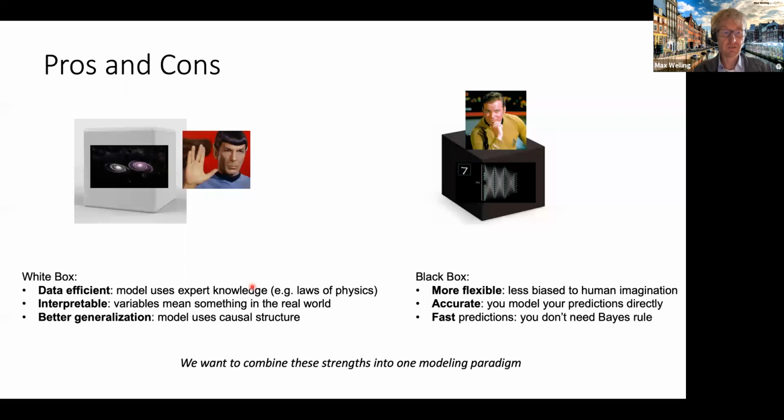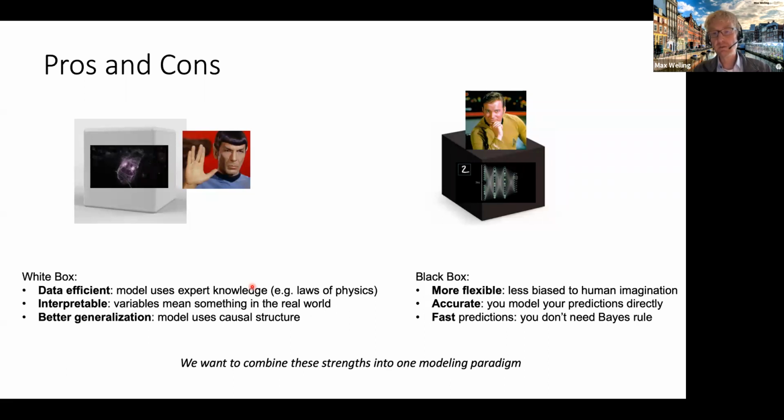Now, some pros and cons. The white box approach, the generative approach, is very data efficient because you incorporate expert knowledge like the laws of physics. It's highly interpretable, because the variables that you write down, say in a graphical model or a simulator, all mean something in the real world. And it is better at generalizing because often you put the causal structure in these models. And of course, you put a lot of prior knowledge in them, so they generalize better.